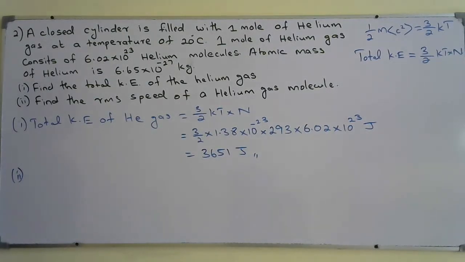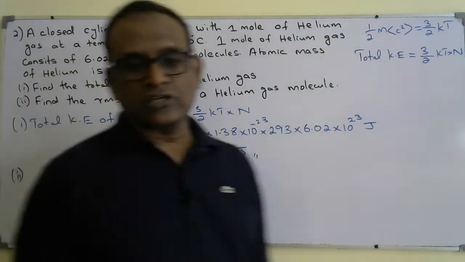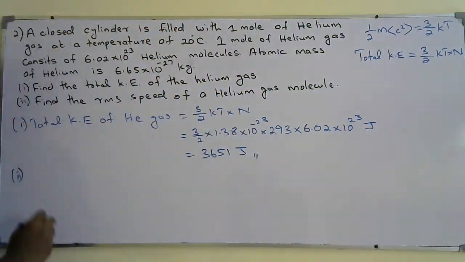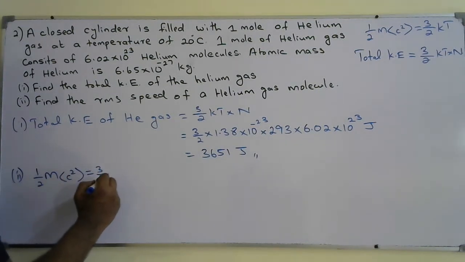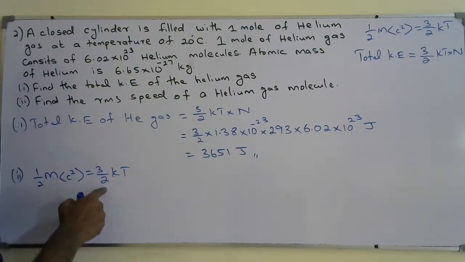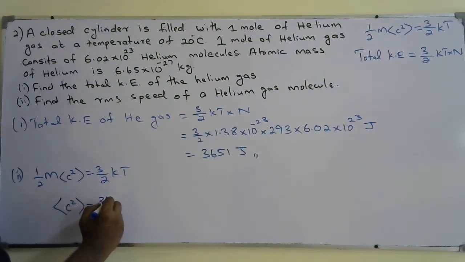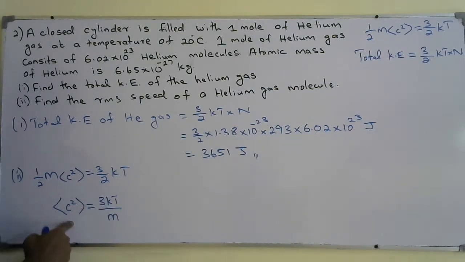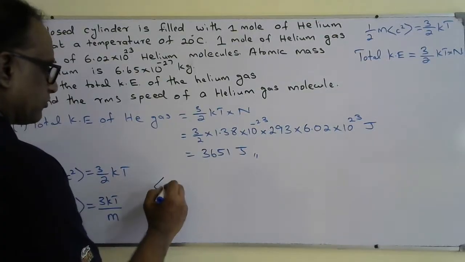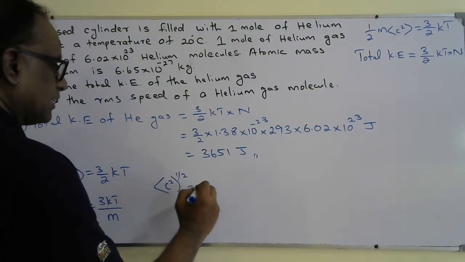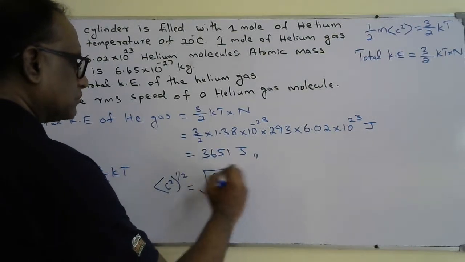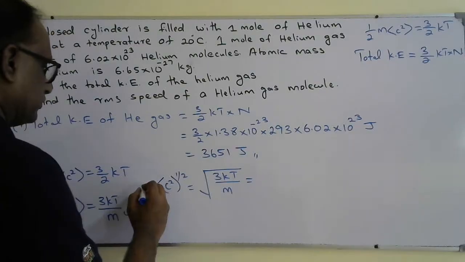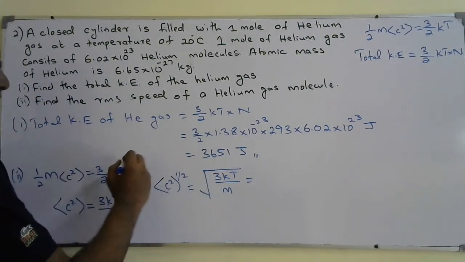Second part, find the r.m.s speed of a helium gas molecule, root mean square speed of a helium gas molecule. So we know that half mc squared is equal to 3 by 2 kT. Half, here 2 will get cancelled. So c squared, if you take it as the subject, c squared is going to be 3 kT over m. So I need to find the r.m.s speed. So take the square root of it, equal to square root of 3 kT over m. So this is the end of the first part.